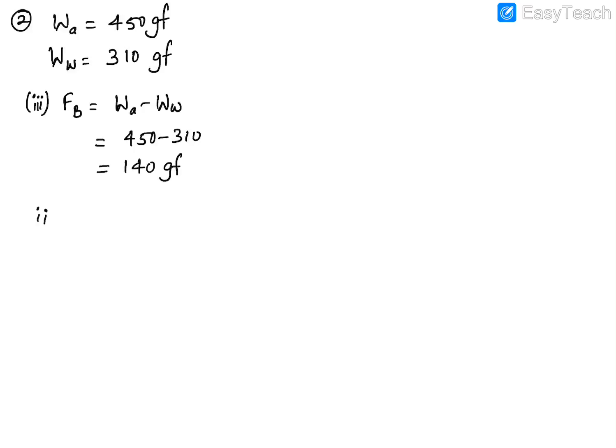I'll do the second part then. What's the second part? Loss in weight. The loss in weight of a body is equal to upthrust only, which is also equal to 140 GF. Okay, now we need to do the first part, sorry. We'll find out the volume of the body now.